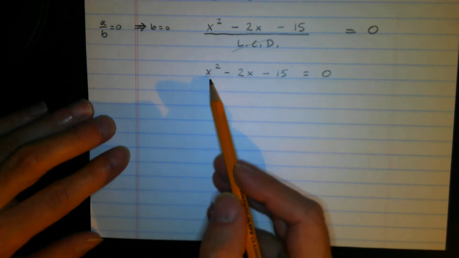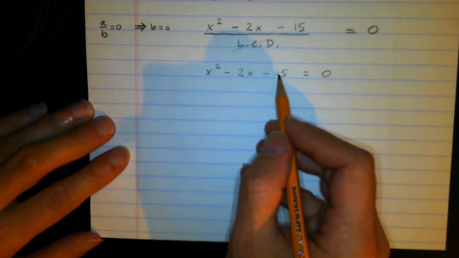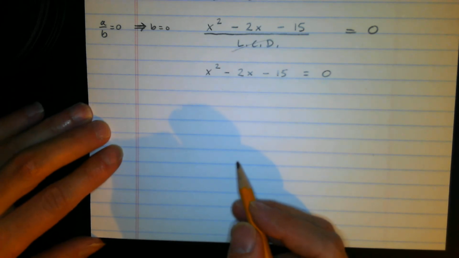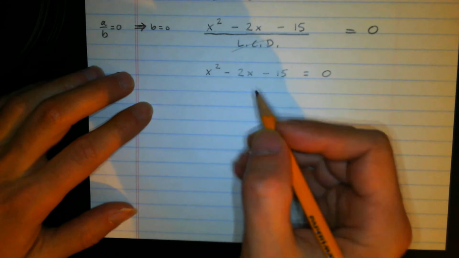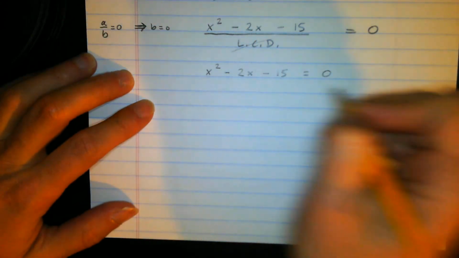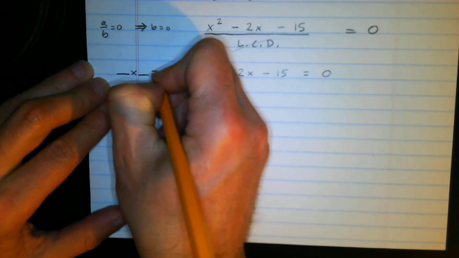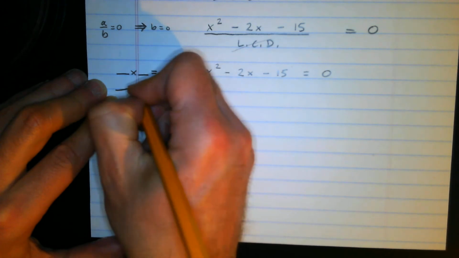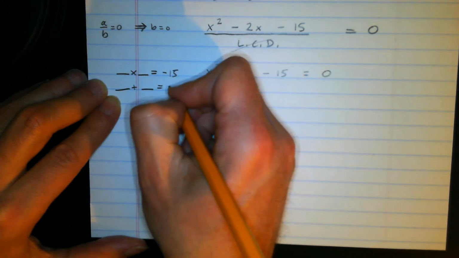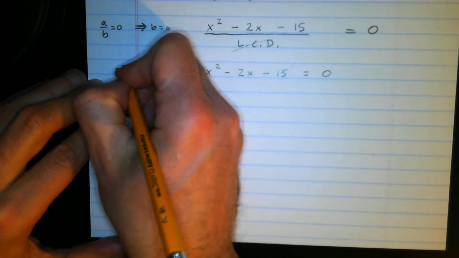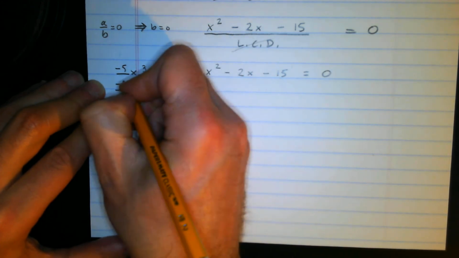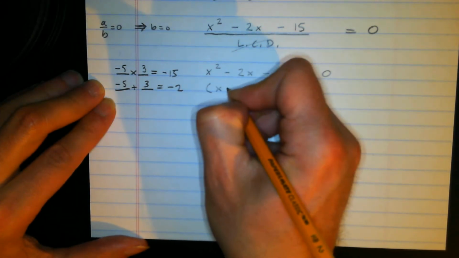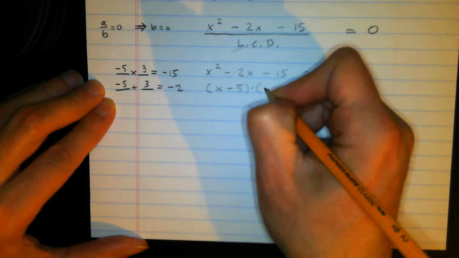And so if I factor this, what do I get? Sorry, because I sneezed, let's repeat this. I'm looking for something that multiplies to minus 15 and adds to minus 2, which is minus 5 and plus 3. Therefore, the factorization of this is just x minus 5 times x plus 3.